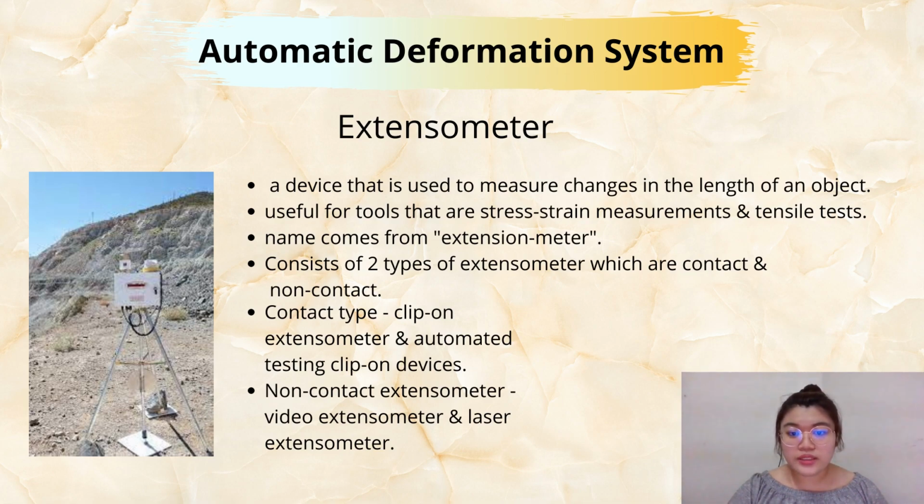Extensometer is a device that is used to measure change in length of an object. It's useful for tools that measure stretch strength and tensile tests. Its name comes from extension meter. There are two types of extensometer, which are contact and non-contact. Contact types include clip-on extensometers and automated testing clip-on devices. Non-contact extensometers include video extensometers and laser extensometers.